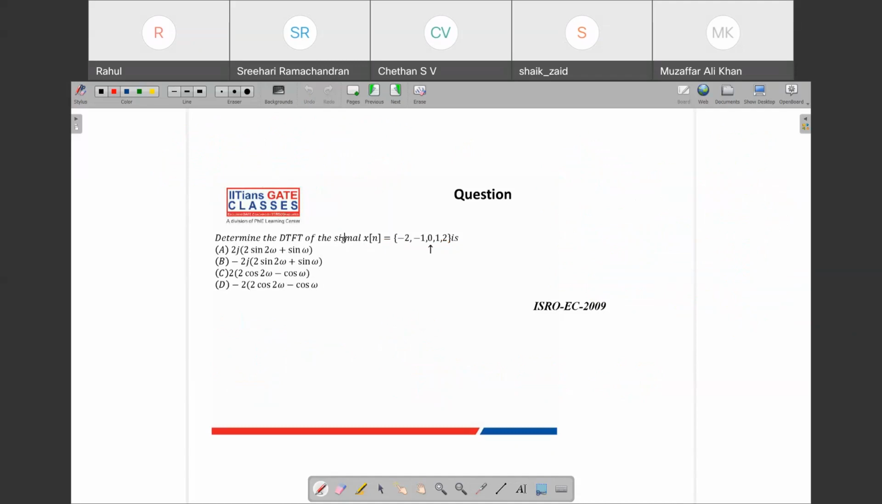So in this problem, we need to find the DTFT of this signal. The signal is given, and we can simply apply this formula: X of e to the power j omega is equal to the summation of x of n e to the power minus j omega n, from minus infinity to infinity. Now in this case, this is n equal to 0, this is n equal to 1, this is n equal to 2, this is n equal to minus 1, this is n equal to minus 2. So we have the signal only from n equal to minus 2 to 2, x of n e to the power minus j omega n. For the rest of n, it's 0.